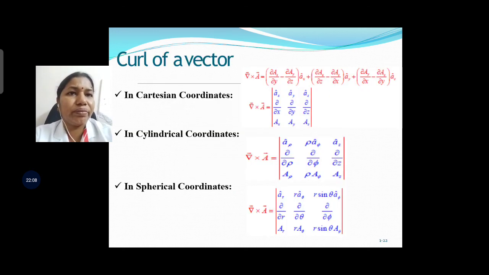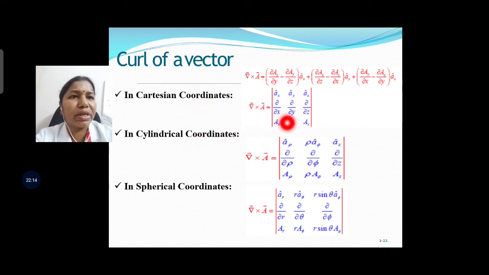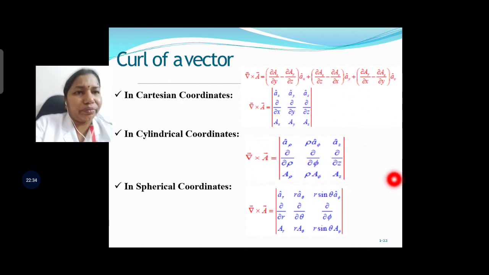So for curl we are using three coordinate systems: Cartesian coordinates, cylindrical and spherical coordinate systems. So Ax, Ay, Az, dou by dou x, dou by dou y, dou by dou z, with the coefficients given. In the cylindrical coordinate system we will use rho, phi, z, and in the spherical coordinate system we will use r, theta, phi. So you have to memorize these equations and matrices.